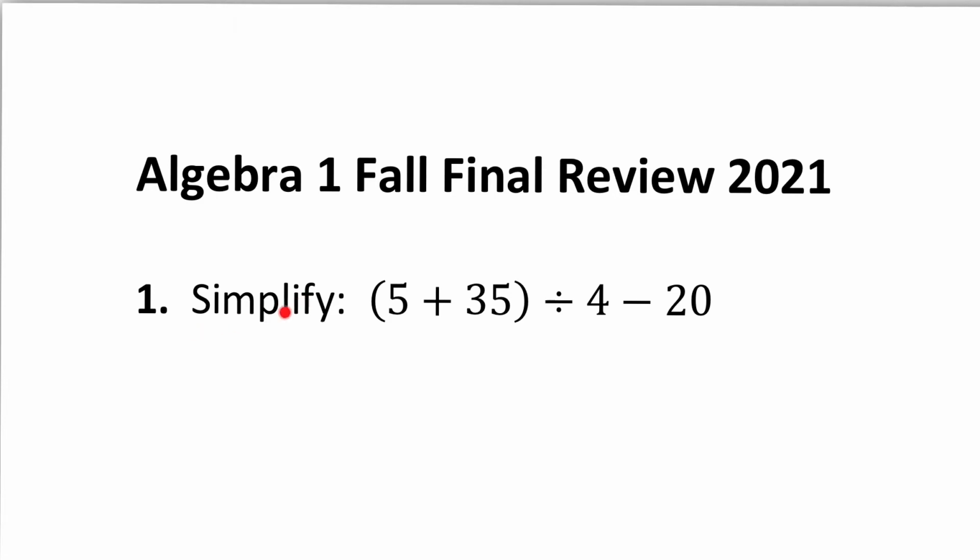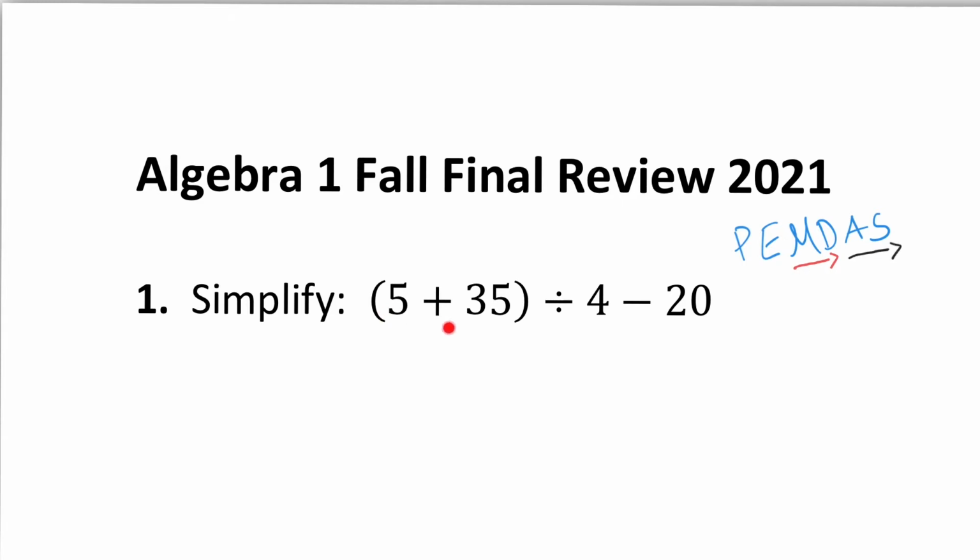Number 1 says simplify the quantity of 5 plus 35 divided by 4 minus 20. To do this one, you guys need to follow the order of operations, and the order of operations is PEMDAS. So that means we have to do what's inside the parentheses first, and then you will do the exponents if you have any. Then you multiply or divide whatever's first from left to right, and then you add or subtract whatever's first from left to right.